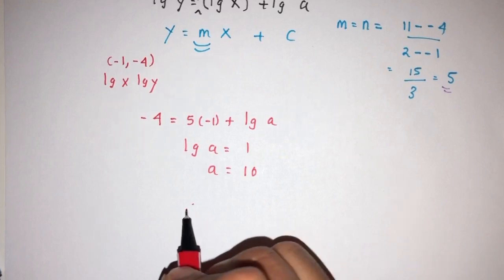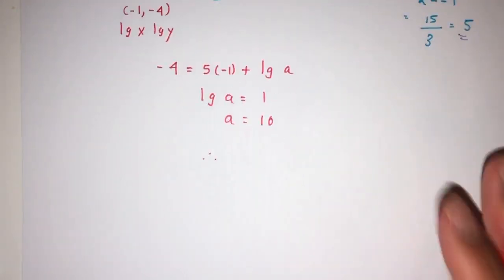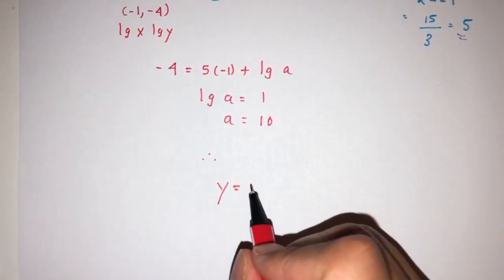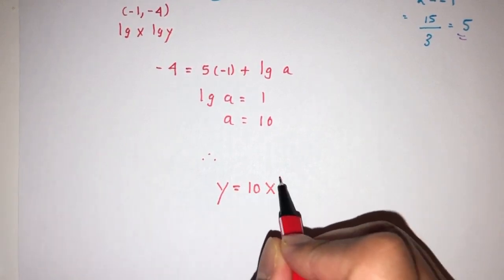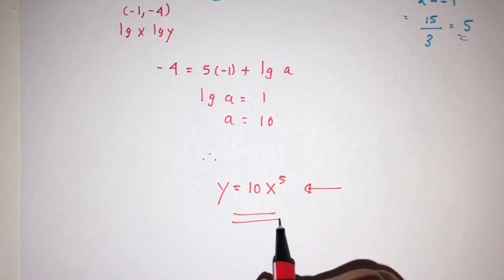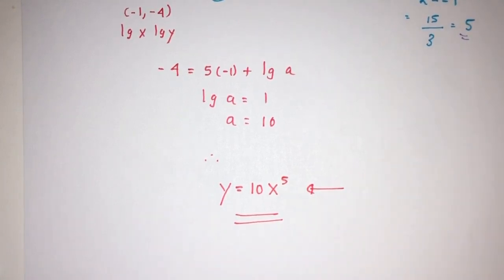Right. Now finally, since you know the value of a and n, you just replace back in this equation to show that y is equal to 10x power n. Here you go. This is the shown as required for question part 3. So let's move on to question part 4. I don't think we have done this one yet. So let's see what do we have right now.